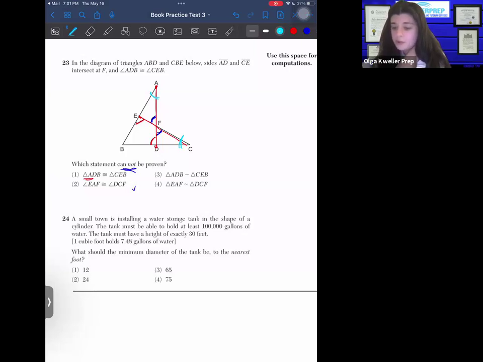So we cannot prove these two triangles are equal because for these two triangles, we don't have enough information. All we have is just side and angle, which is not enough, and that's why it's choice A. Does that make sense to everybody? All the rest of these, we have enough information to prove.